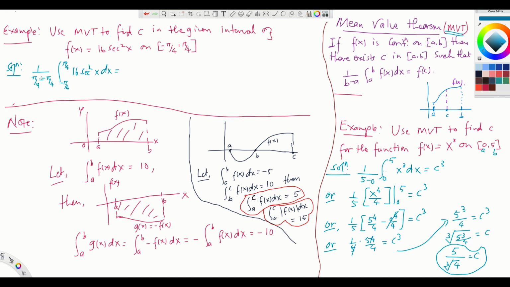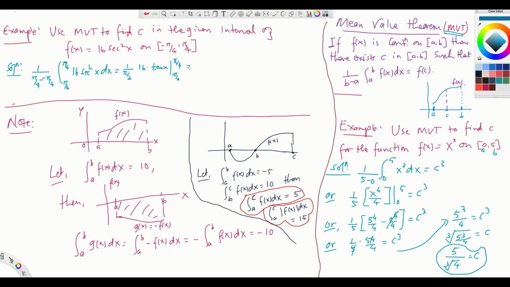What do you get? Pi over 4 plus pi over 4, right? Because there is a double negative. So that is pi over 2. So 1 over pi over 2. And then I want to integrate this. I will pull this 16 out, right? What is the integral of secant squared x? That is tangent x, right? Tangent x from negative pi over 4 through pi over 4. So this is the integral, right?